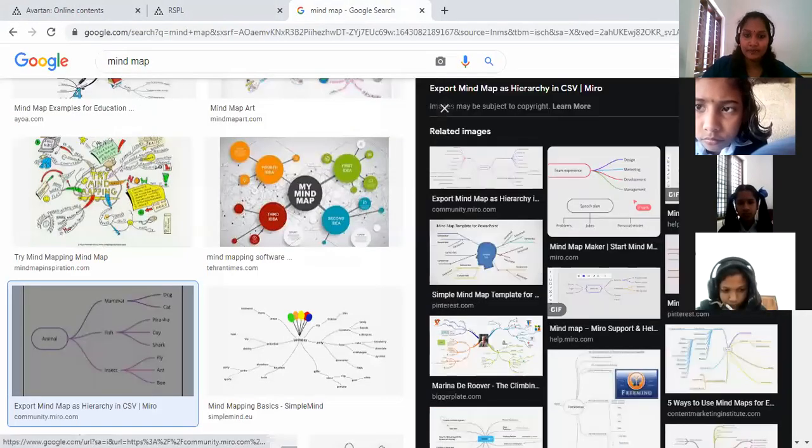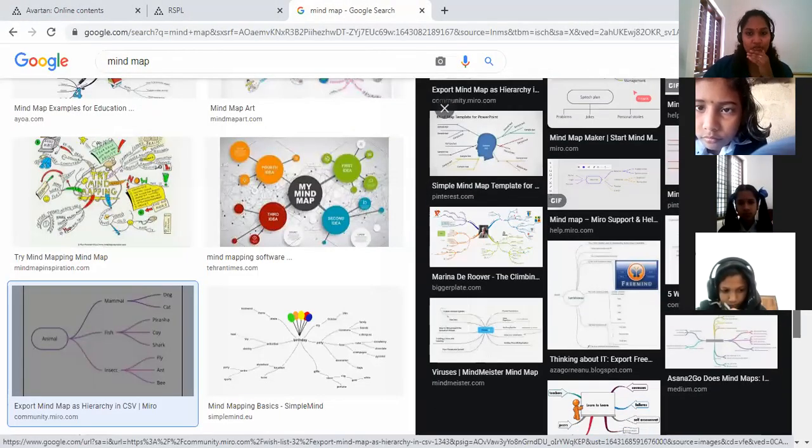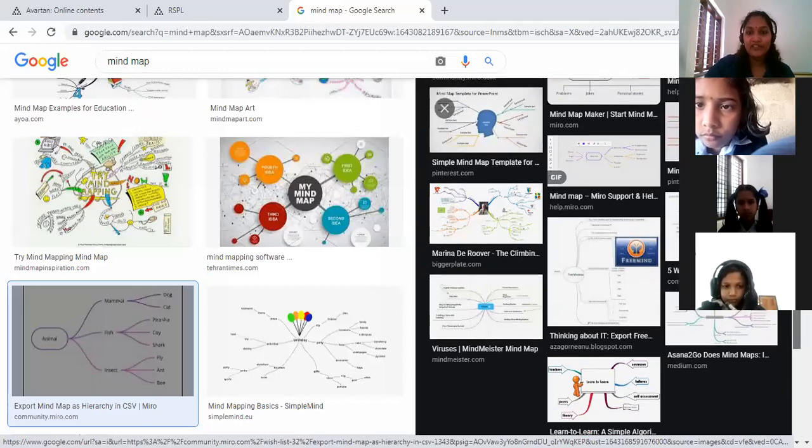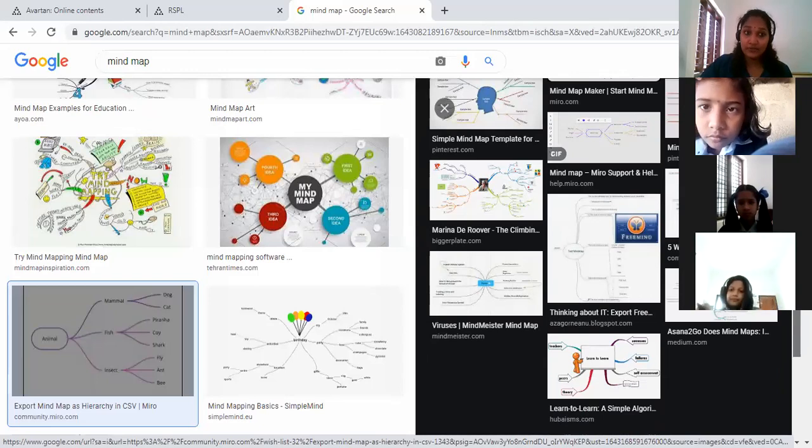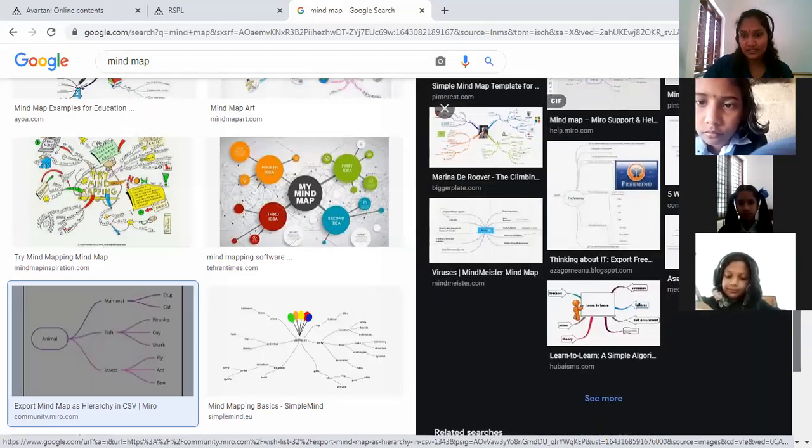We can use color pencils, we can use sketch pens, we can give color codes to them, we can draw or we can stick pictures, we can do whatever we want, we can use keywords, anything.